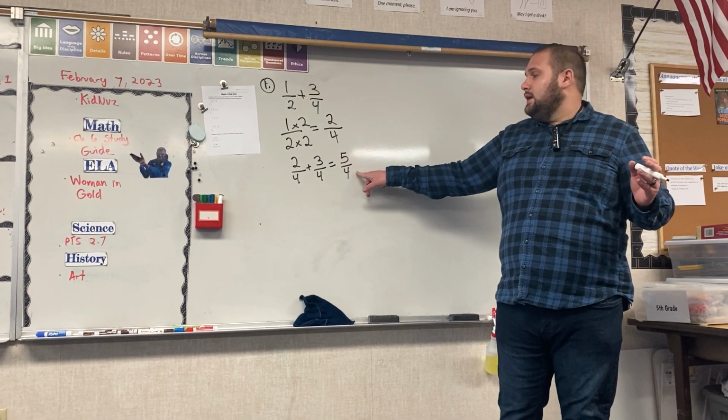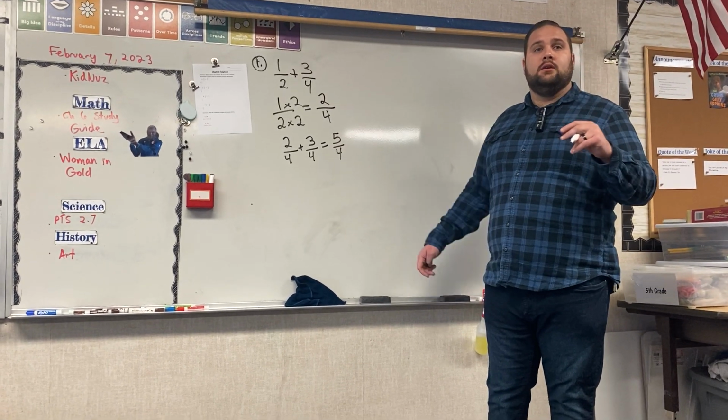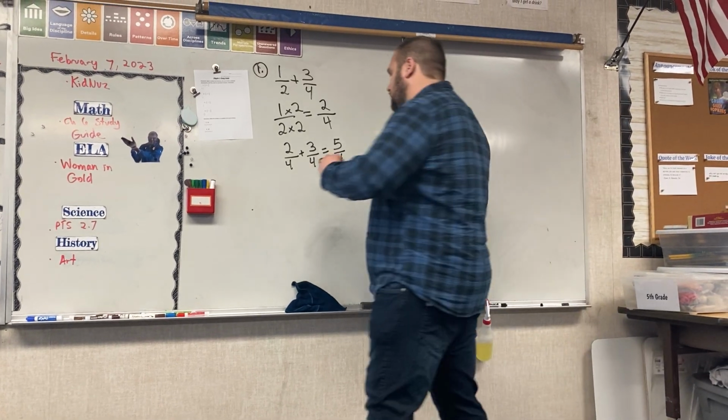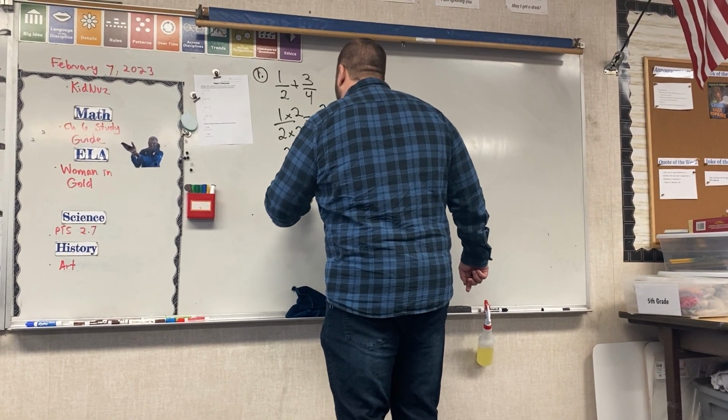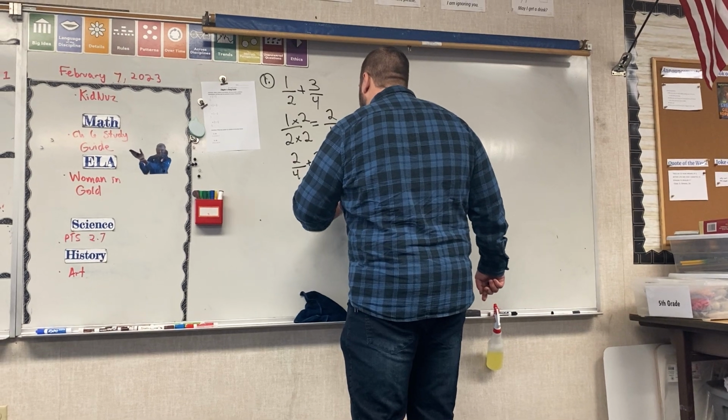5 over 4 is our answer, but the 5 is too big. So what do we got to do? We have to take out what? Sebastian, go ahead, tell me. You have to simplify it. Yeah. So 5 over 4, we got to take out the whole number. I'm going to make it 4 over 4.